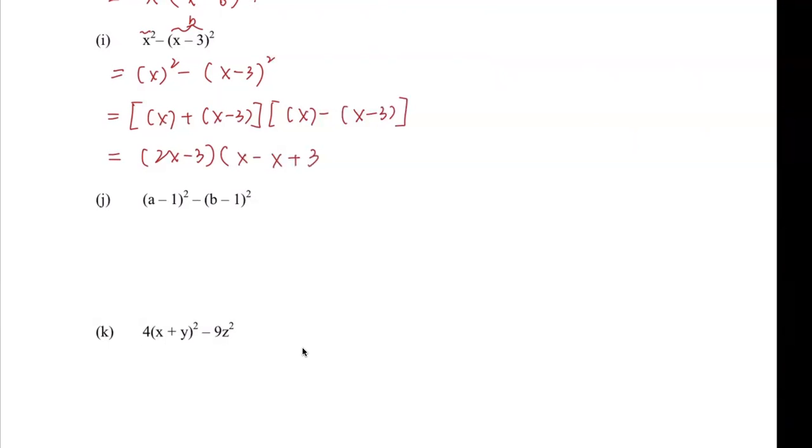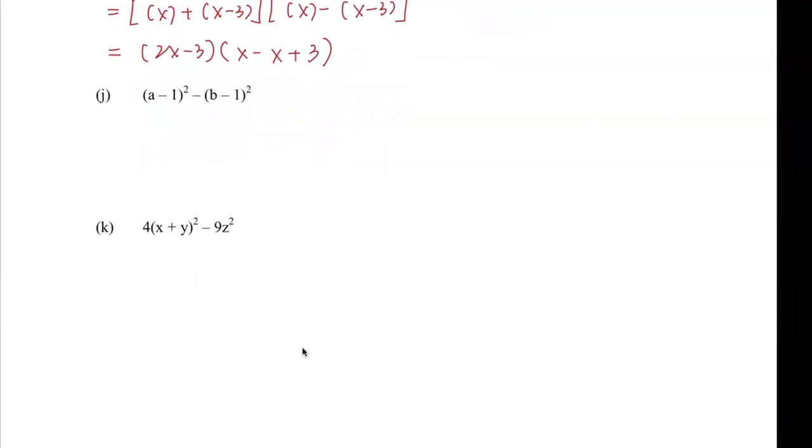And this is equal to 2x minus 3 times x minus x, that's just 0. So only 3 is left. So we just write the coefficient here. And this is the final answer.